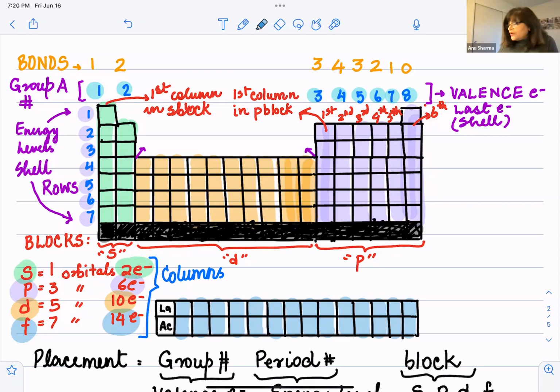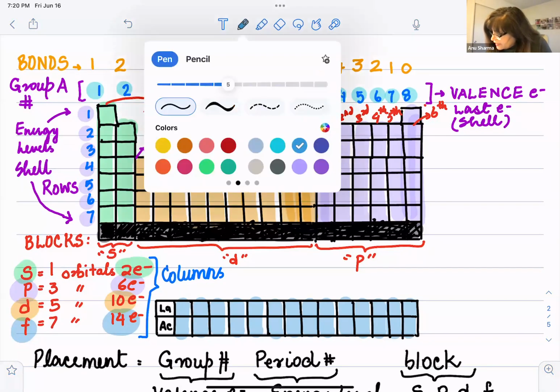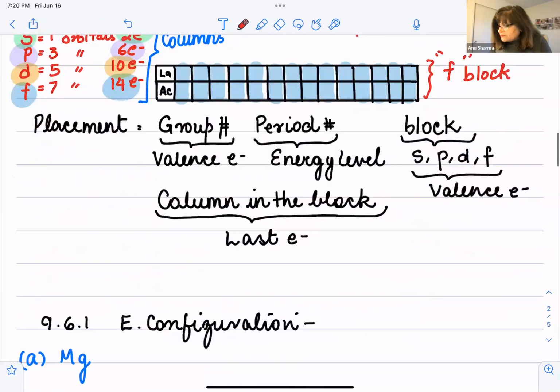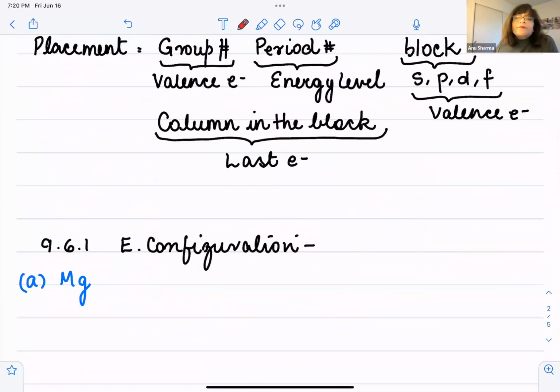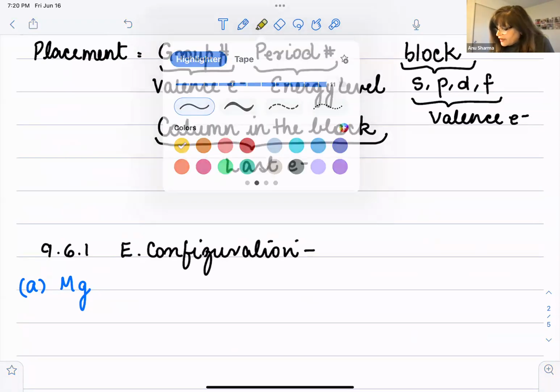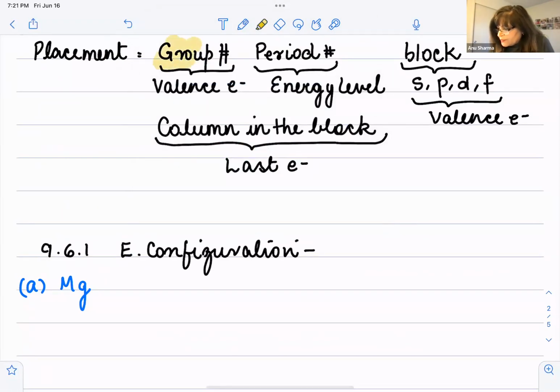So F1, F2, F3, F4. Okay. So this one is the F block. Okay, so the last electron, where is it placed? So that placement is important. When we talk about the placement, we talk about where is that present? So we have to look at the group number.